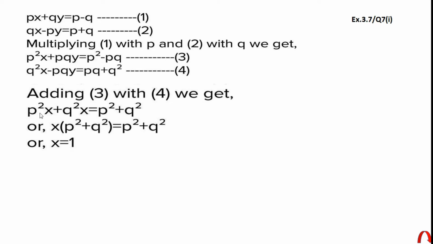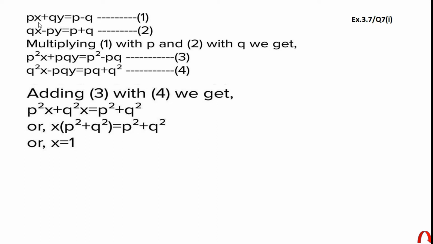Now on the left hand side, x is common. So we take x common and we get p square plus q square in a bracket. Right hand side is also p square plus q square. So we divide the entire left hand side and the entire right hand side by the factor p square plus q square. We get x equal to 1. Now x has come as 1.